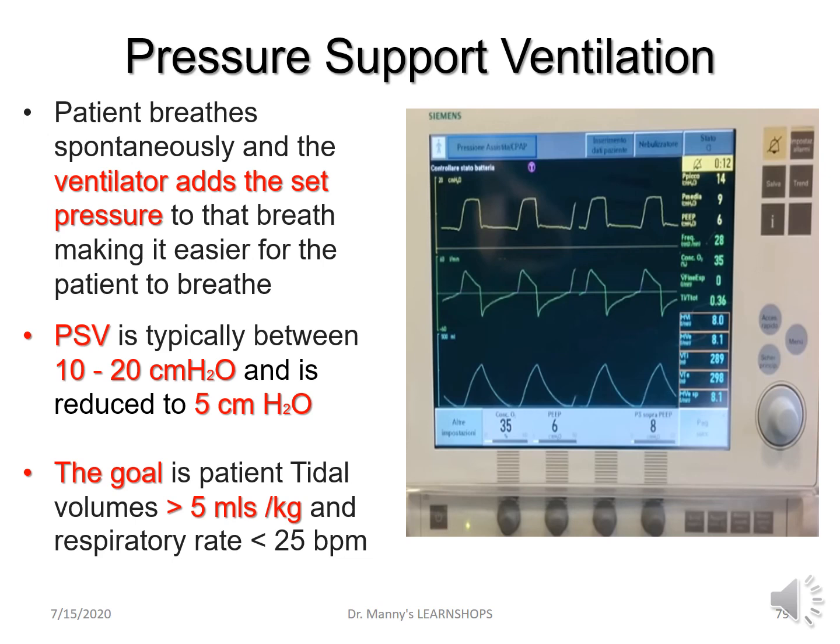The patient breathes spontaneously and the ventilator just supports their spontaneous breathing. Pressure support is typically commenced at 10 to 20 centimetres of water and is gradually reduced as the patient becomes more independent. Stronger blood gases are effective. The goal is patient tidal volumes of greater than 5 mils per kg and a respiratory rate of less than 25 breaths per minute.